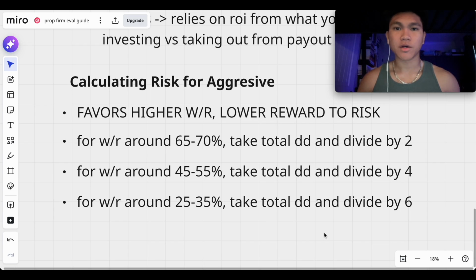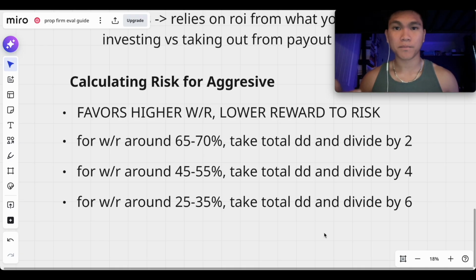And in this portion of the video, I'll be talking about how you should structure your risk when doing the aggressive approach. In general, it does favor a higher win rate. This is because when you have a higher win rate, the odds of having multiple consecutive winning trades is obviously a lot higher compared to a lower win rate.